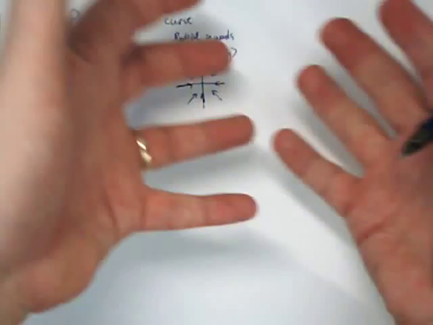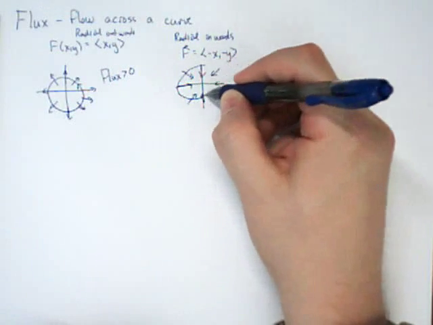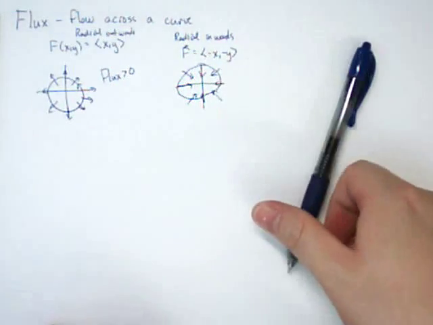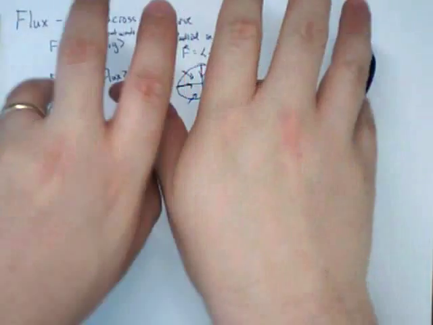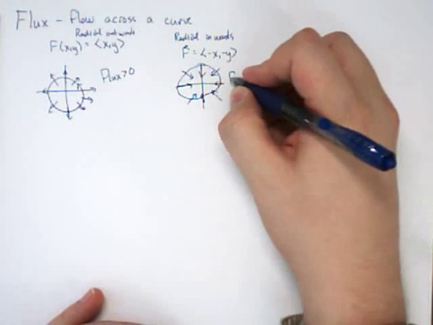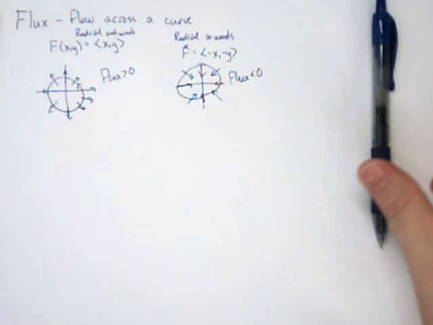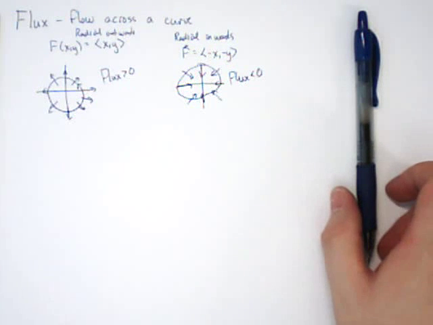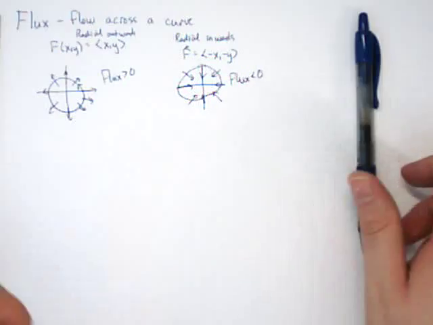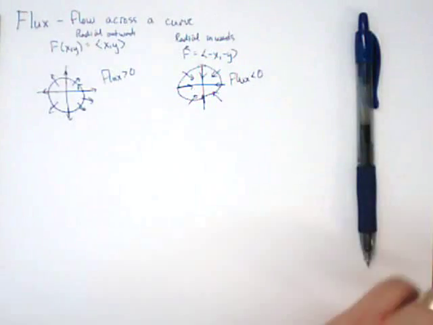In this picture, the vectors are all flowing inward. So if I take some curve and ask, is fluid flowing into or out of the curve, then here I can say the flux is negative. Things are flowing in, and we call that negative flux. Flux is a measure of how fluid is flowing in or out of a curve.